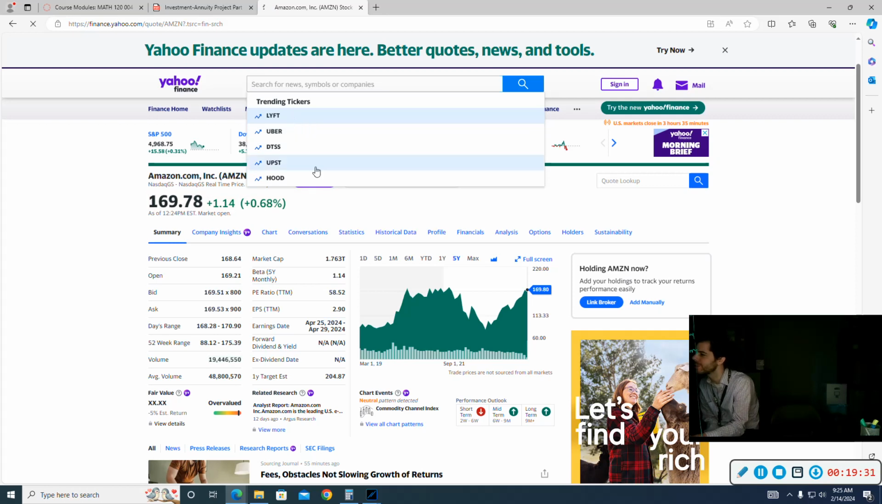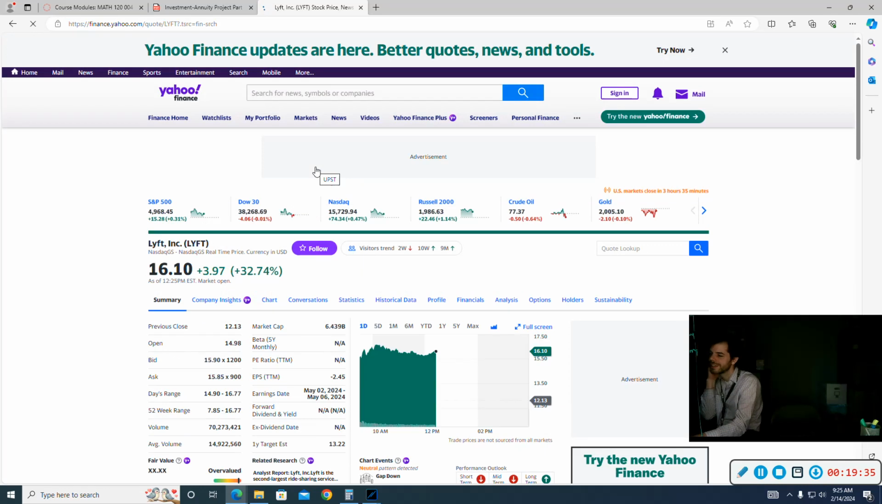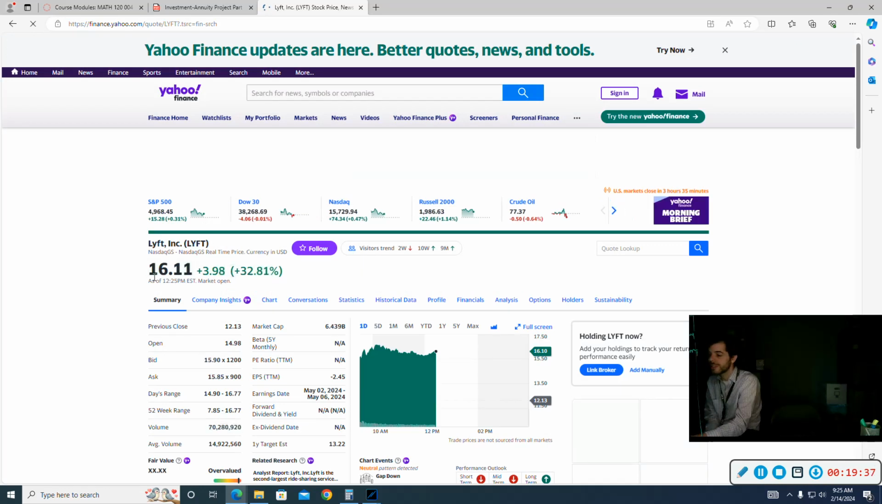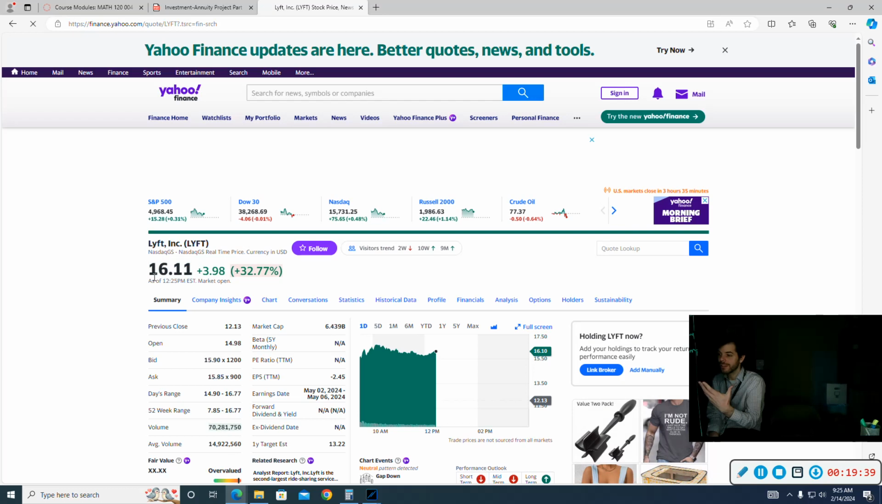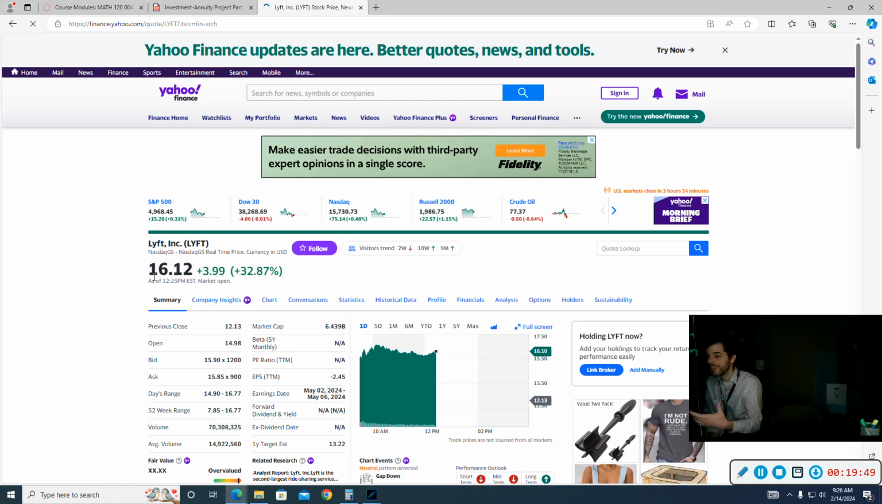Apparently, is Lyft doing really well these days? I don't know. Notice that Lyft has less value for a single unit of stock. It's only $16, right? 10 times less than Amazon. But that doesn't mean it's a good investment, right? If Lyft stock went from $16 to $50, that would be better than investing in Amazon stock that went from 160 to 170, right? Because the ratio is a lot greater, right?